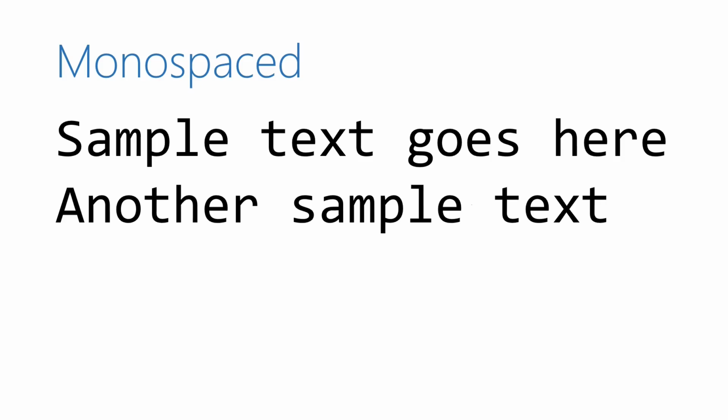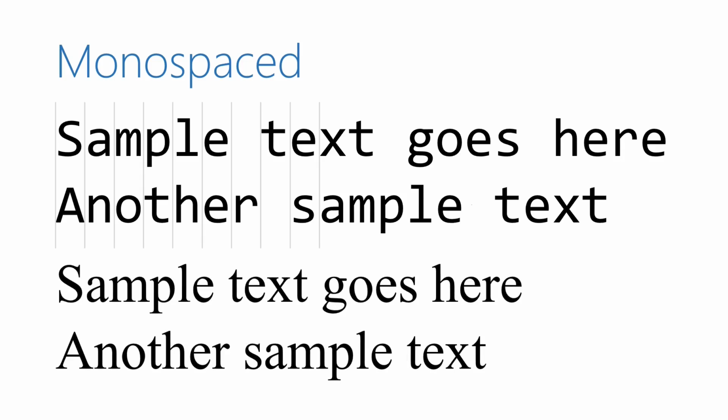A font can also be classified as a monospaced font. These types of fonts provide equal amount of spacing for each character. Some lines are provided here. We can see that each character is occupying exactly the same space. In comparison, we will take the Times New Roman font and we will try to apply the lines here. We can see that each character does not occupy the same amount of space.